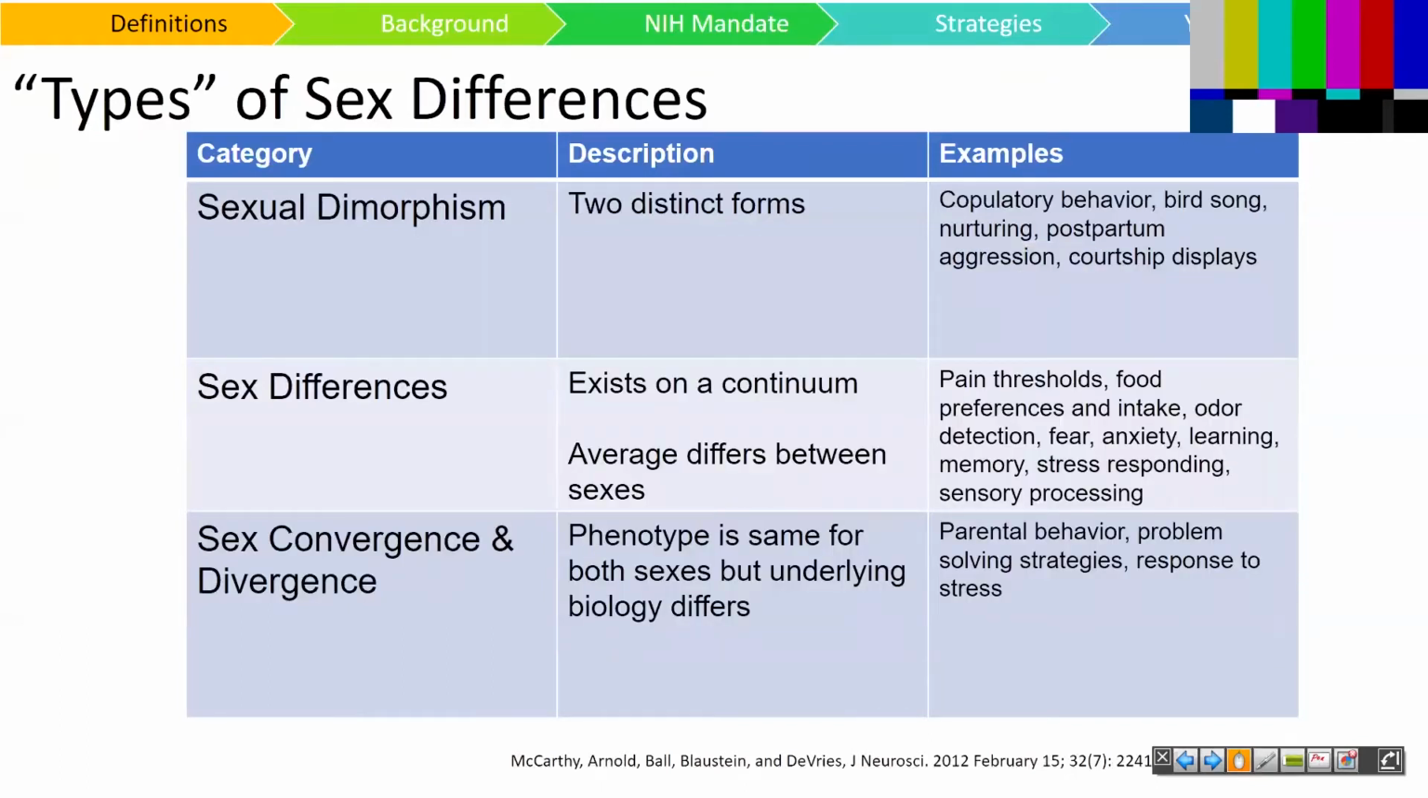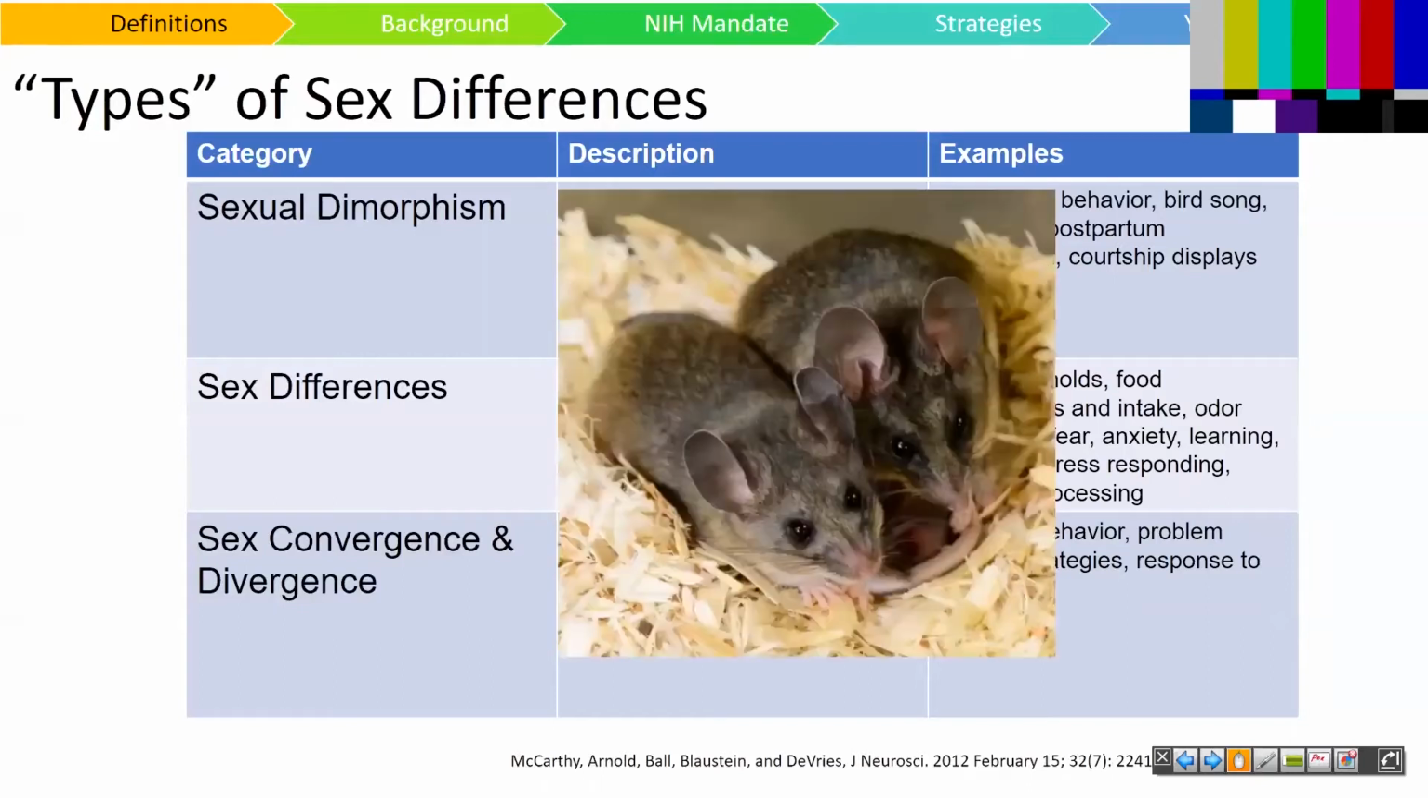And then, of course, my personal favorite is sex convergence and divergence. This is where it gets really exciting. Here we see the phenotype is the same, so the outcome behavior is the same, but the biology is different. My personal example of this is the California mouse, Peromyscus californicus. This is the species that I worked with for my Ph.D.